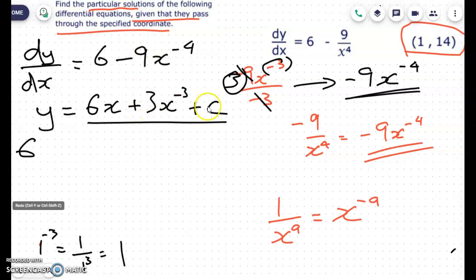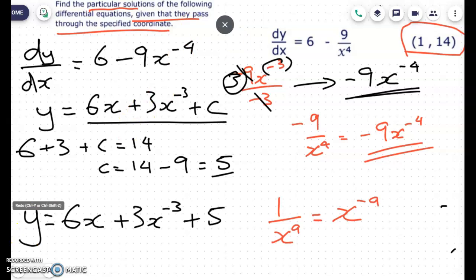So that's also 3 times 1. So that's just 3 plus c equals, remember I got this the other way around, equals y. So it equals 14. So now that's pretty easy. C equals 14 minus 9, because 6 plus 3 is 9, which is 5. And so now you can see there is my final answer.